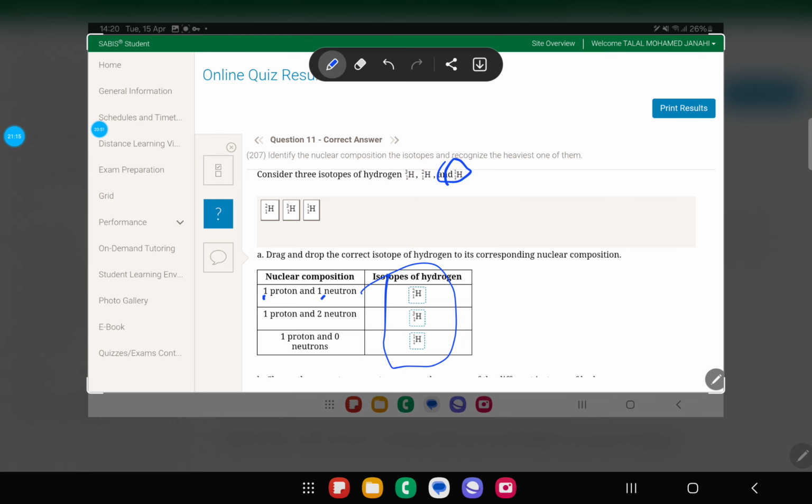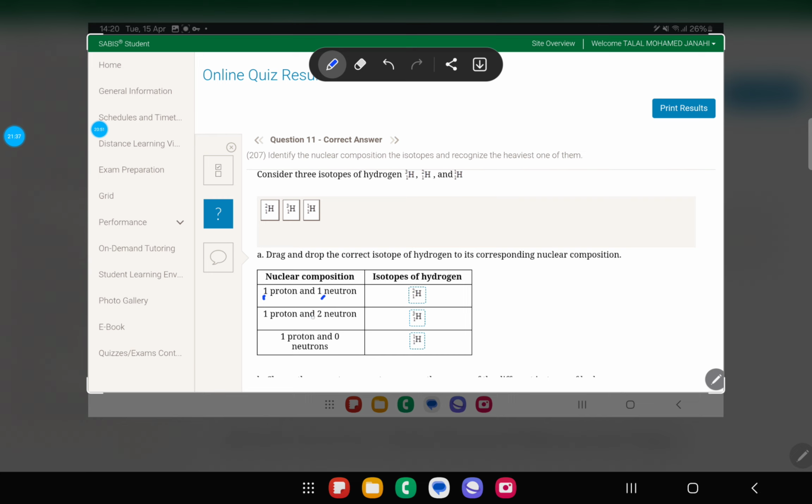Is it this one? 1 minus 1 is 0, so no. Is it this one? No, 3 minus 1 is 2. And here's 0, so no way, it's not 1 neutron. Is it this one? 2 minus 1 is 1. Yep, it's this one. So for the first one, it's the 2H1. And yep, that is it.